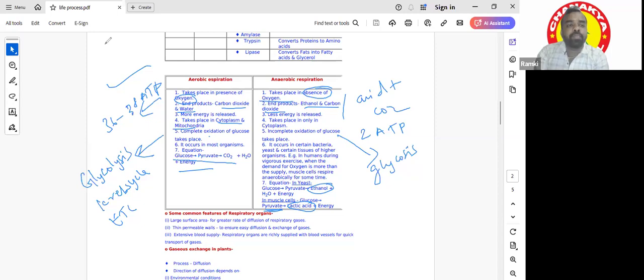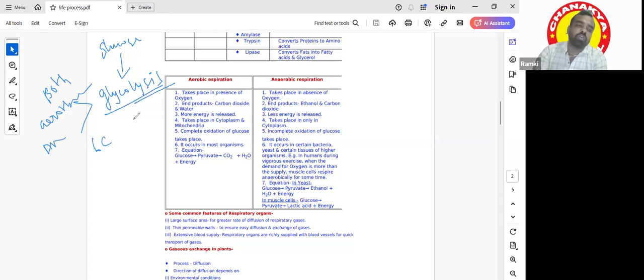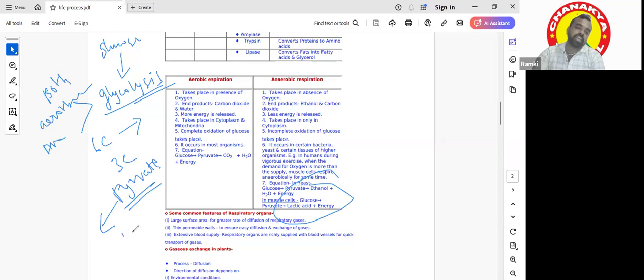The glucose undergoes a process called glycolysis. Glycolysis means splitting of glucose. Glycolysis is a common pathway for both aerobic and anaerobic respiration. In glycolysis, the 6-carbon glucose molecule is converted into a 3-carbon pyruvate molecule. In anaerobic respiration, the pyruvate is directly converted into ethanol or lactic acid. If it is aerobic respiration, it is converted into carbon dioxide and water, dear. So this is the difference between aerobic and anaerobic respiration. Is it clear, dears? Yes, sir.